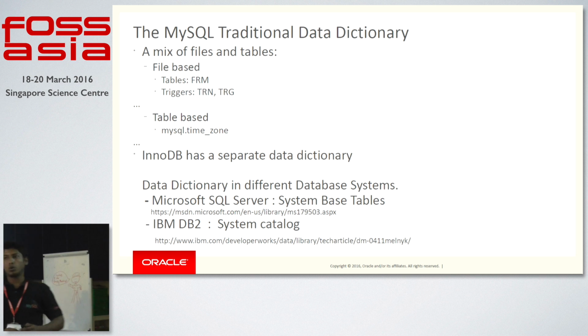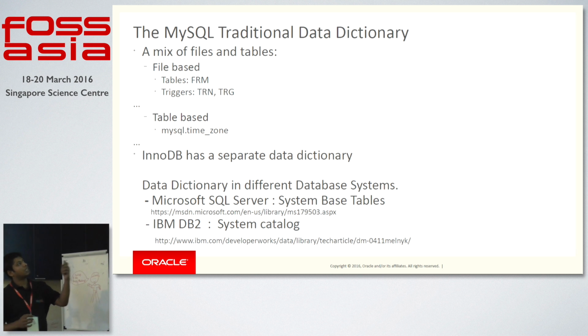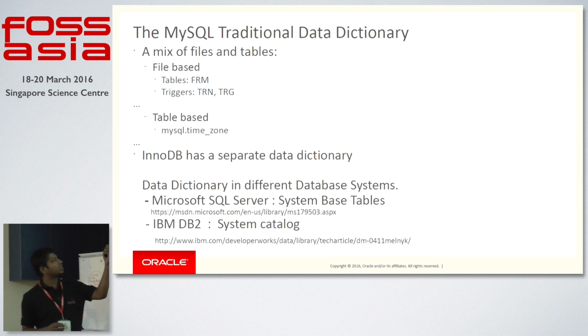So let's see how MySQL traditionally stores metadata till now. Whenever you issue a create table statement, MySQL creates a binary file with the table name and extension .frm. These are called .frm files in MySQL systems. This stores the metadata for the table. For triggers, we have .trg and .trn files and so on. So there is one file-based system.